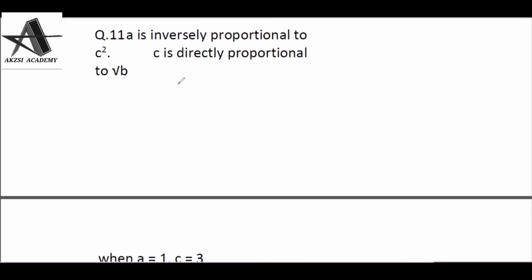A is inversely proportional to c squared and c is directly proportional to root b, when a equals 1 and c equals 3. See, it says a is inversely proportional to c squared.